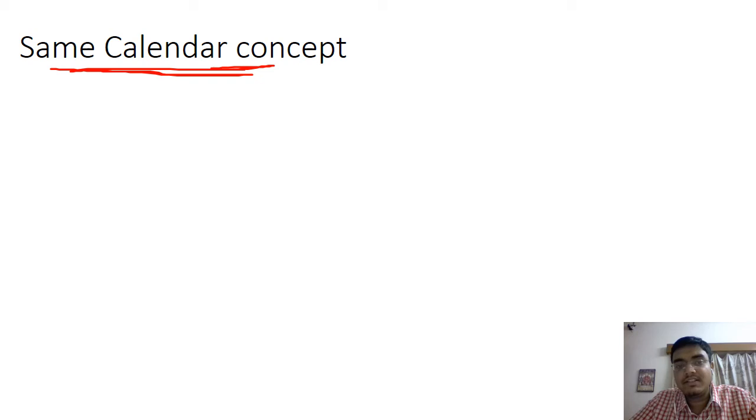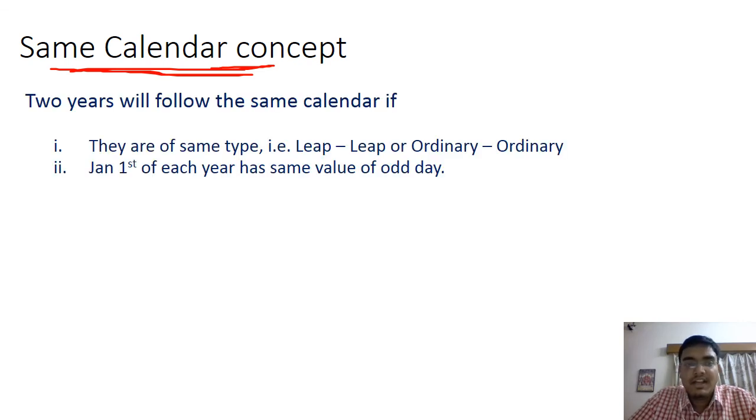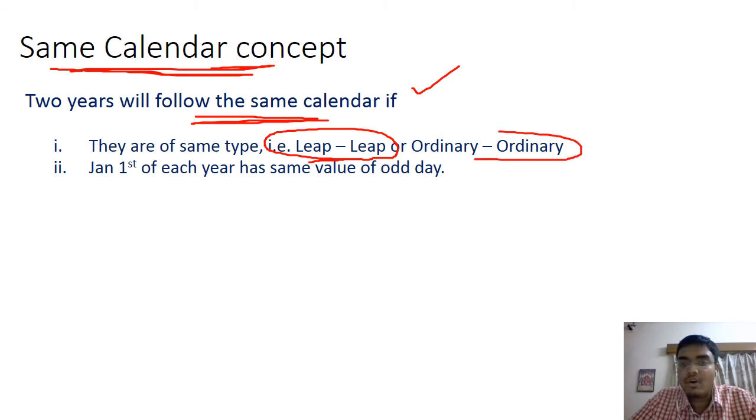Questions are asked like: a calendar for 1905 can be used in which year, and they will give you 4 or 5 options. So 2 years will follow the same calendar if, obviously, they are of the same type. It is either both leap years or both ordinary years, right? Nobody can take one as a leap year and the other as ordinary, because in February there would be some difference.